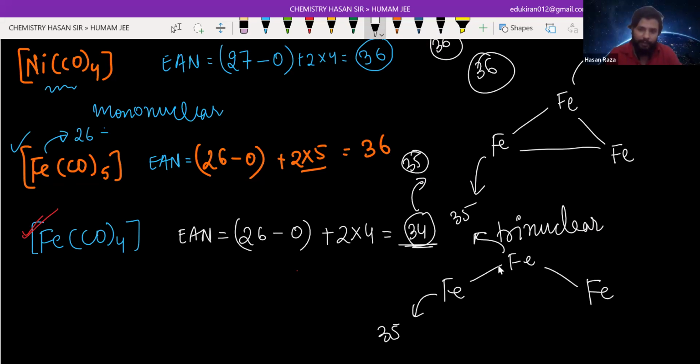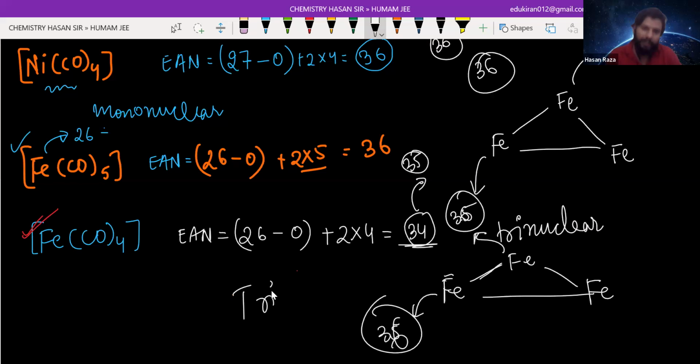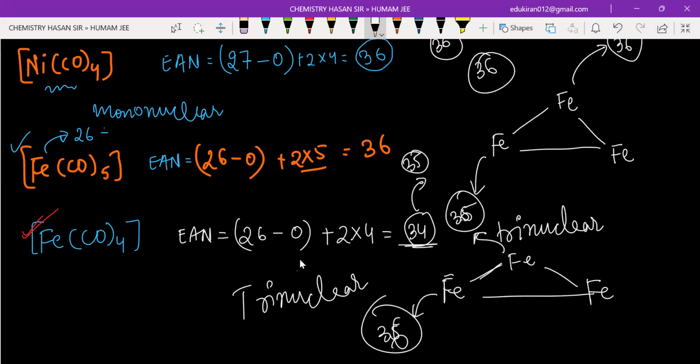Now, after making 2 bonds with iron, it becomes 36. So again, this is 35. So it will bond with this. So it becomes 36 now. So that's why it will be trinuclear. Are you getting my point? Yes. Humam? Yes, got it.